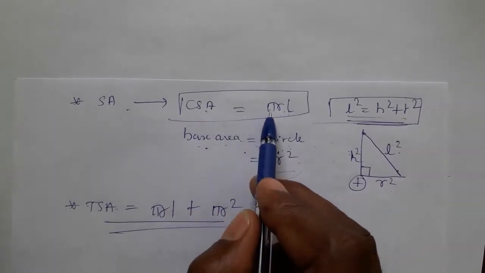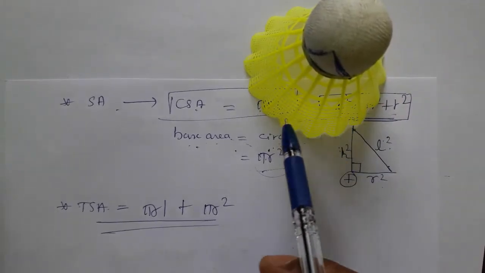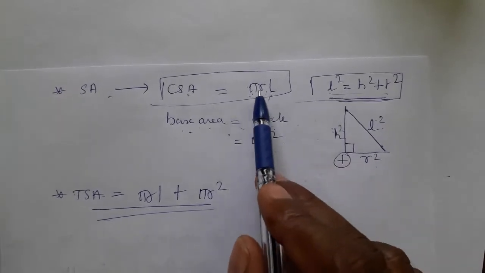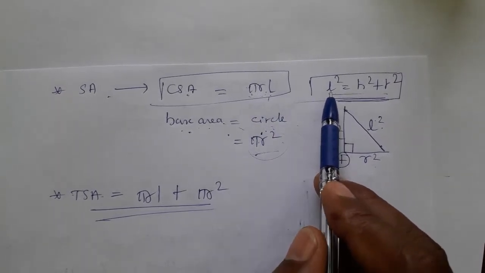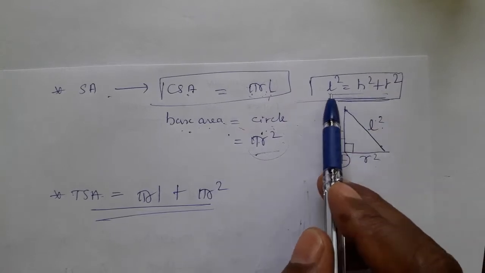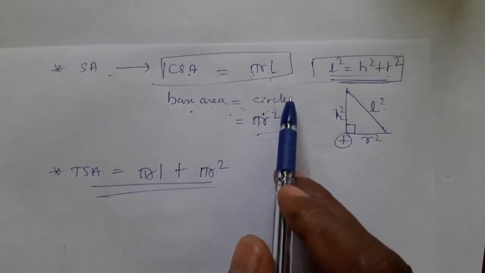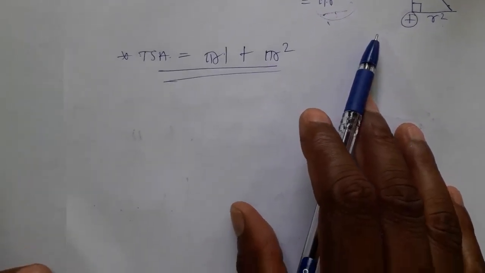Curved surface area is pi r l. That is this face, this face is pi r l, the curved surface area. When we know pi r l, in place of L, what is slant height? Slant height is related to vertical height and radius by the Pythagoras relation. Base area is one circle. Total surface area, no need to worry again, adding curved and base area together.